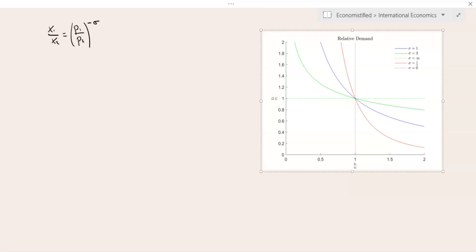These two goods are perfect substitutes. They're equally valuable to me. So if one has a slightly lower price, I'm just going to buy that one instead of the one with the higher price.